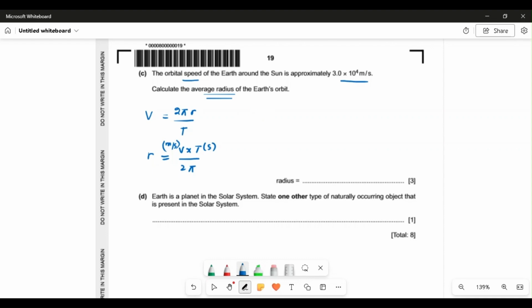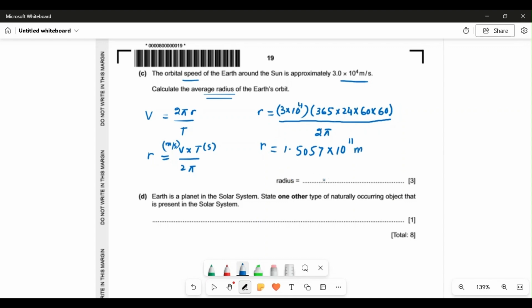Let us substitute the values. r is equal to v, that is 3 times 10 to the power 4 meters per second, times the period. The period of the Earth, we just said, is 365 days. Each day is 24 hours, each hour is 60 minutes, each minute 60 seconds. So we need to convert it into seconds, divided by 2 pi. When we divide it, we get 1.5057 times 10 to the power 11 meters.